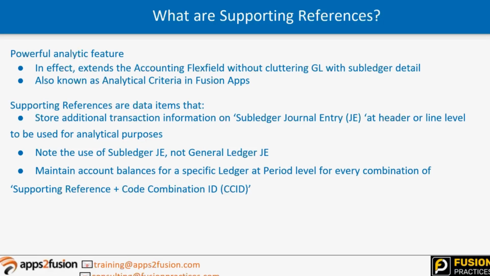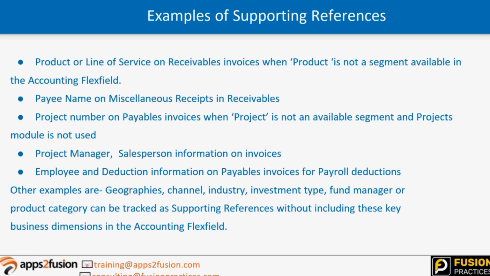You attach this supporting reference to your subledger journal entry rule set. When you define your rule set, at the bottom, for each journal line rule, you will attach a supporting reference to that particular journal line. To maintain the balances, it will use your supporting reference plus the code combination ID. So whatever is your code combination ID plus the value in the supporting reference, it is going to store the balances. If it is without balances, it will just be descriptive information.